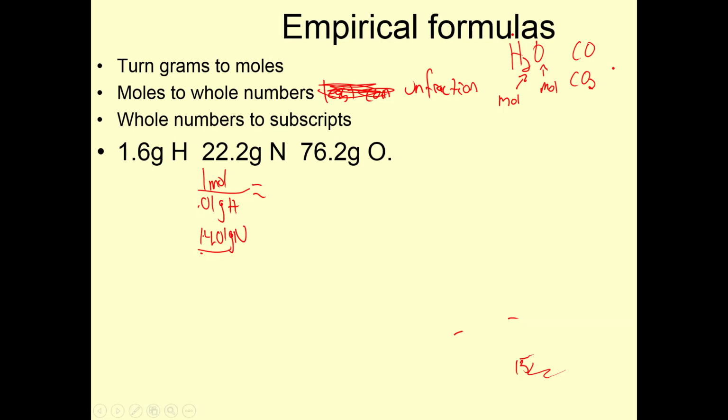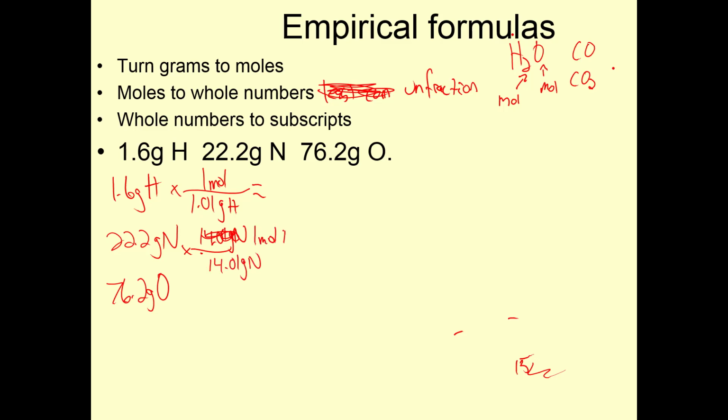Oh, no, I put it in the wrong spot. And now I'm going to have issues because I'm going to try and erase something, and we all know that's not going to go well. Okay, well, we'll go back to the pen. So I have to do 14.01 grams of N, 1 mole of N. And then 1 mole of O and 16 grams of O.